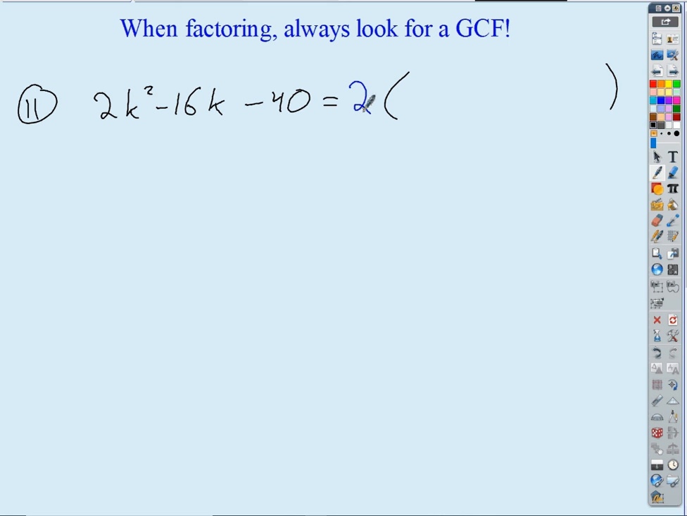2k squared divided by 2 is k squared. Negative 16k divided by 2 is, good, and negative 40 divided by 2 is, okay. Look at that. See, look, that's good. Now we've got 2, our greatest common factor, times a simple quadratic trinomial where a is equal to 1, right? So I know then that I'm going to get my 2 out front.